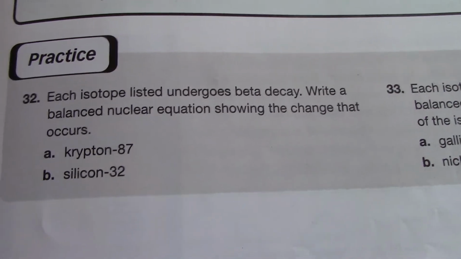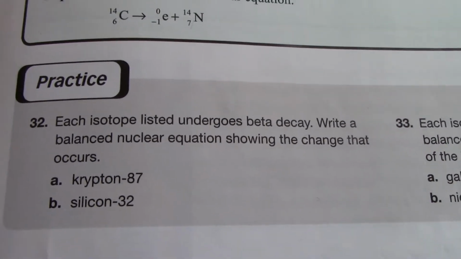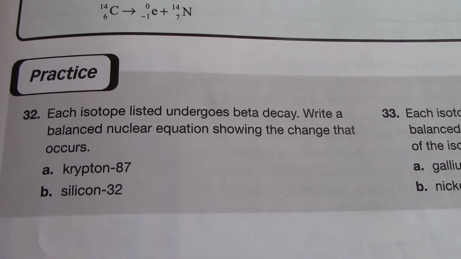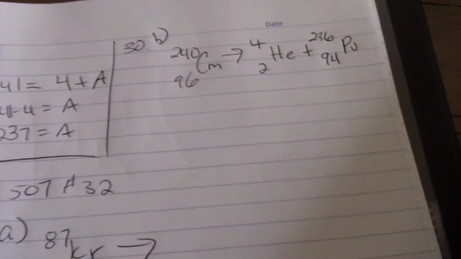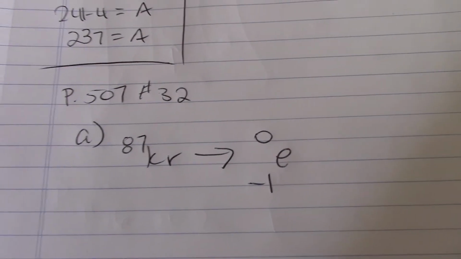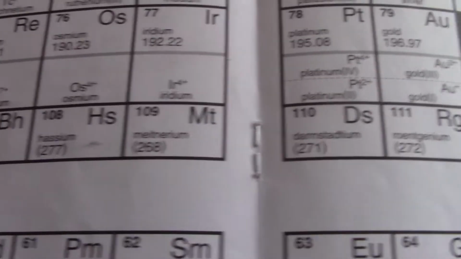It says each isotope listed undergoes beta decay. Write a balanced nuclear equation showing the change that occurs. So we have krypton-87, Kr87, and it's going to produce a beta particle, which is an electron. It doesn't have a mass, and it has a charge of -1. So that's -1 positive charge. Now krypton on the periodic table. I always need to find this one.